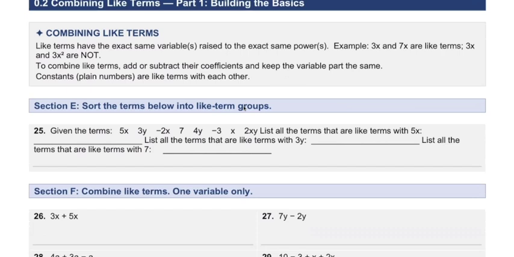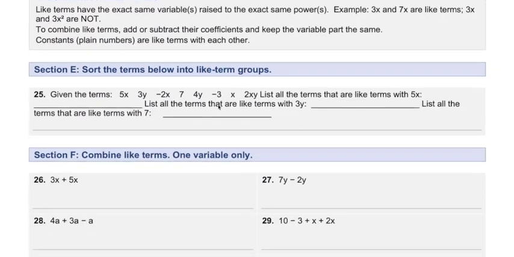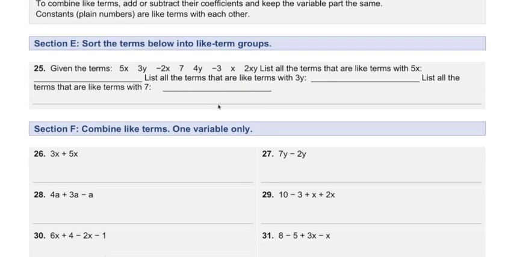Now we're going to move on to combining like terms. And when we combine like terms, you can only add the ones that look alike. They both have the same x, same y, or no x or y. So this first question, given the terms 5x, 3y, negative 2x, 7, 4y, negative 3x, and 2xy, let's list all the terms that are like terms with 5x. Looking at 5x, the ones that are like terms of 5x are negative 2x and negative 3x. And that's it.